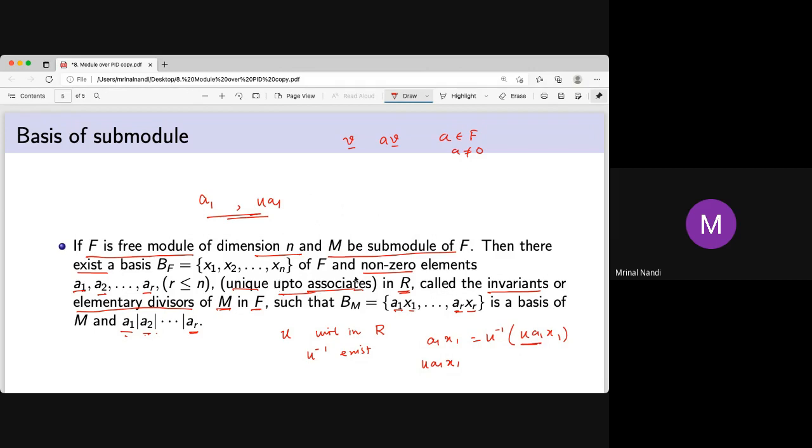So unique up to associate means that if you have other elements b1, b2, up to br, such that b1 divides b2, b2 divides b3, and b(r-1) divides br, and b1x1, up to brxr is a basis of the submodule, then a1 is associated with b1, a2 is associated with b2, and ar is associated with br. That is called unique up to associate. So that's all for this video. Next, we go into the structure theorem.